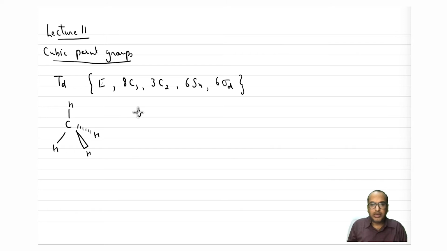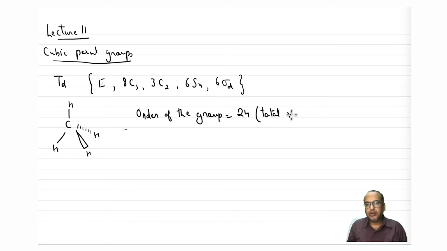So we call this the order of the group as 24, which is the total number of elements, the group elements, as we have already discussed. Or in this case, we can say the total number of symmetry operations. So you can see that it's a very large number, so it's a highly symmetric point group.